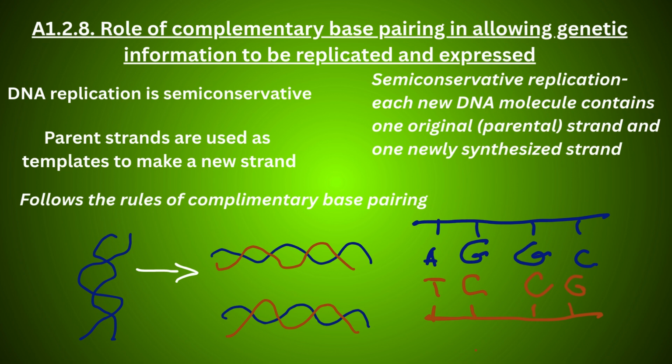This process relies on complementary base pairing. For example, if the original strand reads AGGC, the new strand must read TCCG.